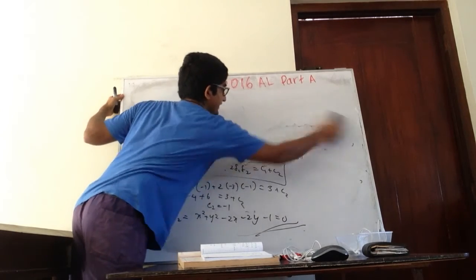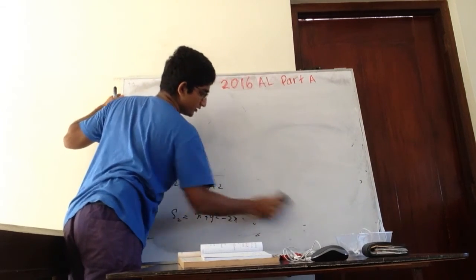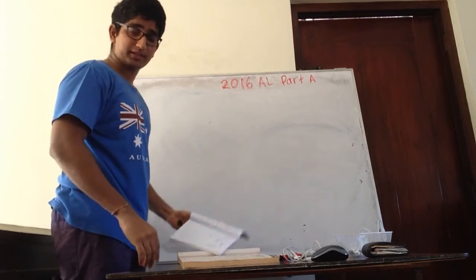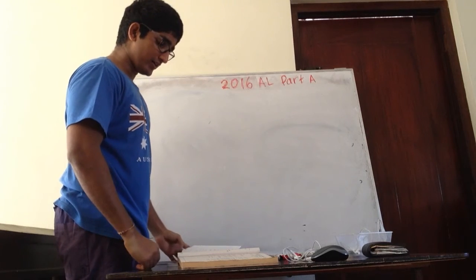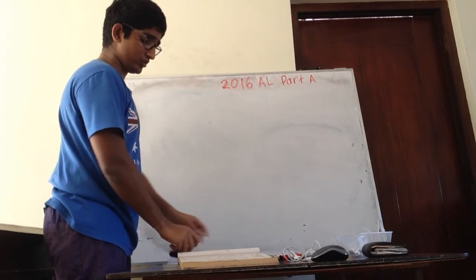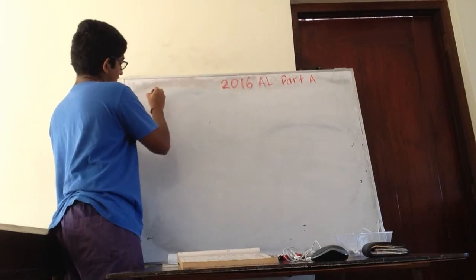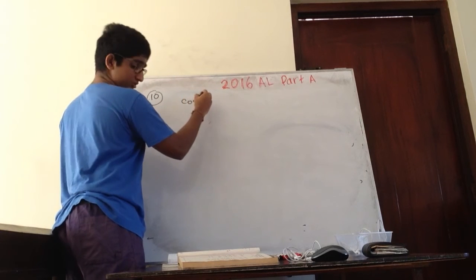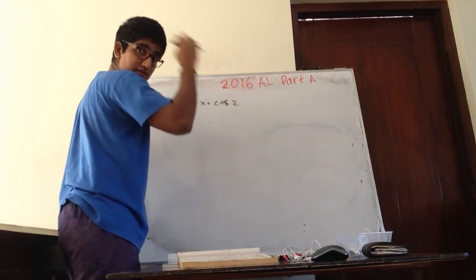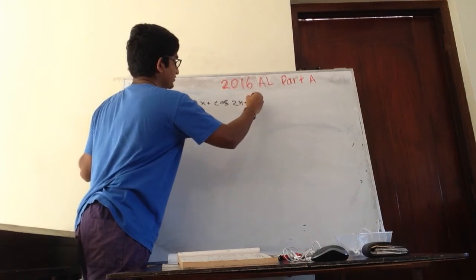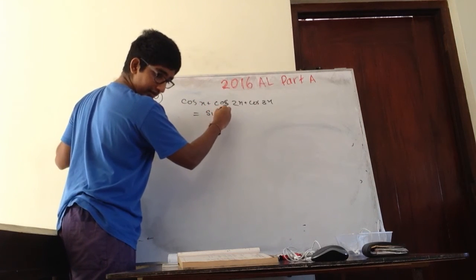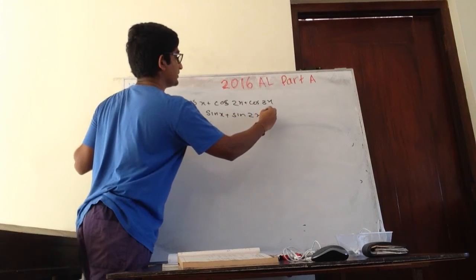So question number 10. In question number 10, they are telling us to solve the equation. It is given that cos x plus cos 2x plus cos 3x is going to be equal to sin x plus sin 2x plus sin 3x.